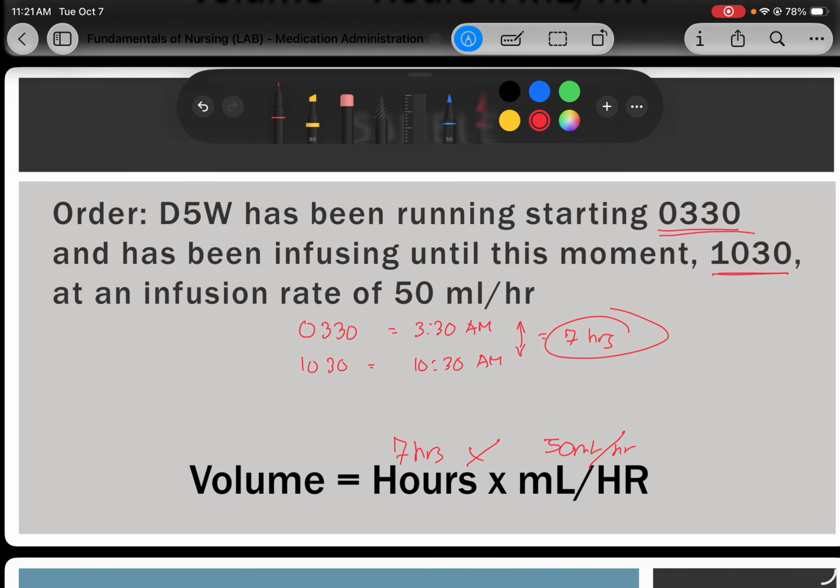Okay? So, 7 hours times 50 ml. So, 7 times 50. 7 times 50 is 350. We are going to remove the hours. We are left with ml. Okay? So that is your final answer. It's very easy, very simple.